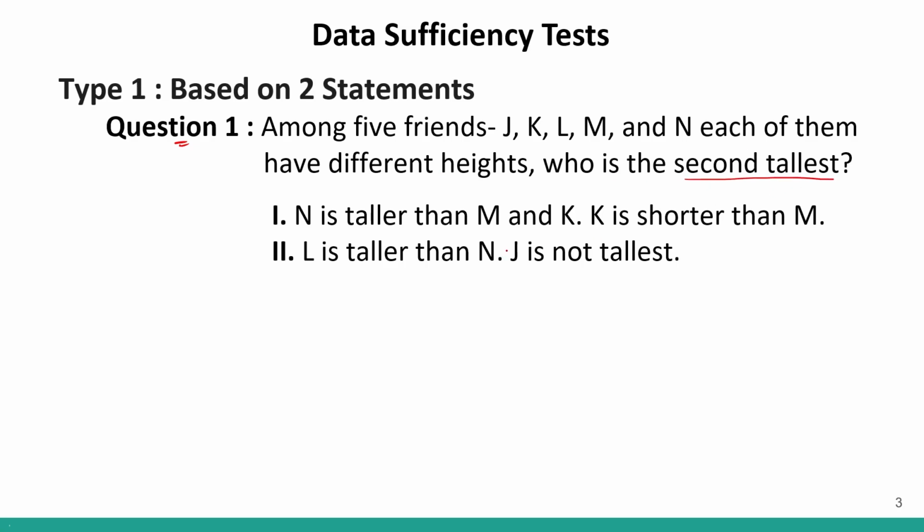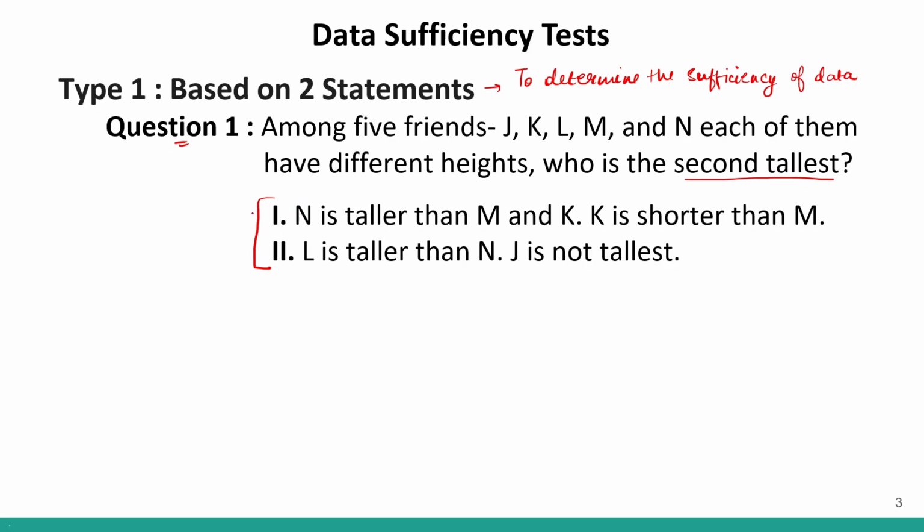So in data sufficiency, I told you the objective. The objective is to determine the sufficiency of data. That means we don't have to find the answer or the solution. We basically have to find out whether these statements are enough to answer the question. And this is how we approach data sufficiency.